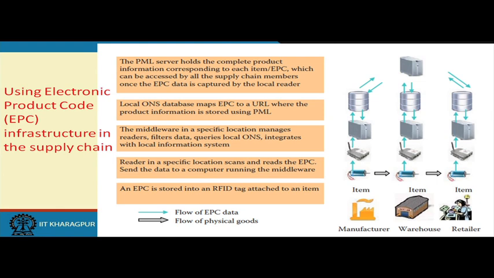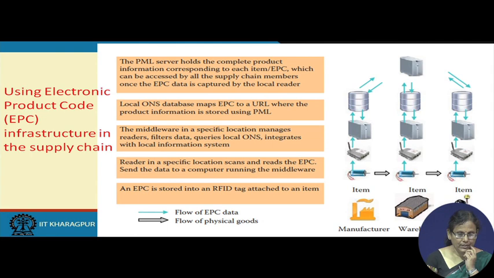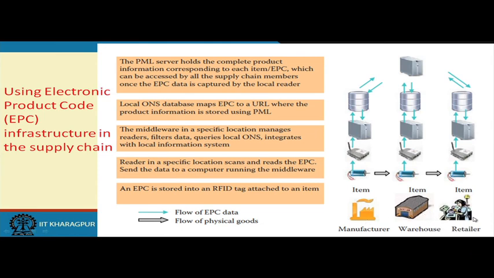To understand it better, let us try to have a little bit more idea about this electronic EPC infrastructure. Let us say we have 3 entities in the supply chain: manufacturer, warehouse and the retailer. The item is generated at the manufacturer's end, it is tagged and it is sent to the warehouse. From warehouse it is going to the retailer, and from retailer possibly some customer will be taking the item.